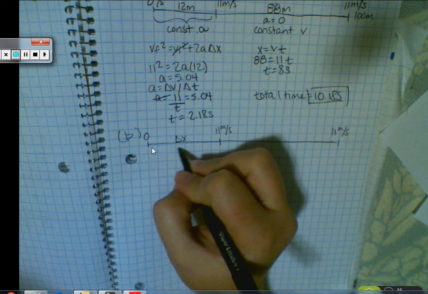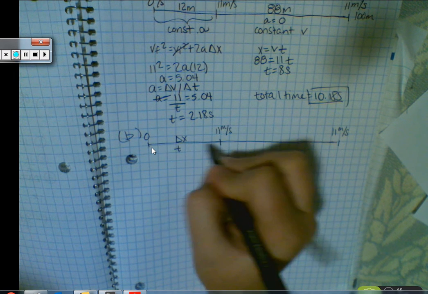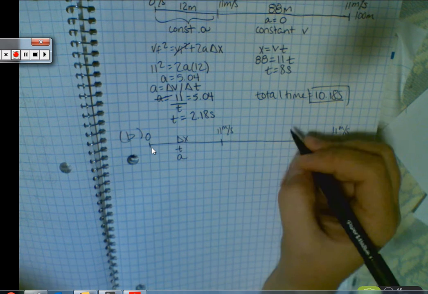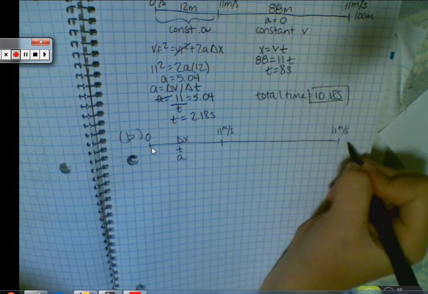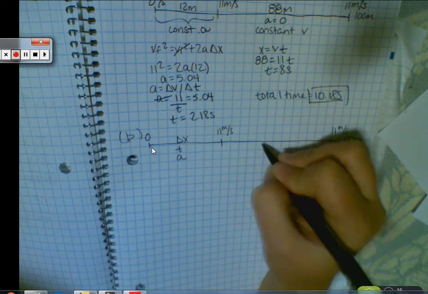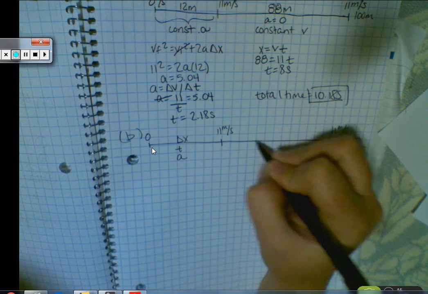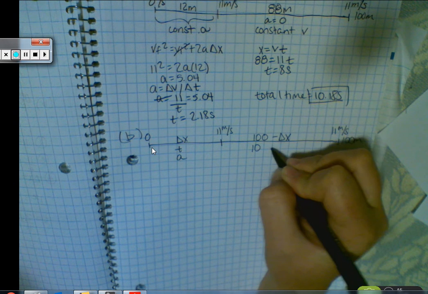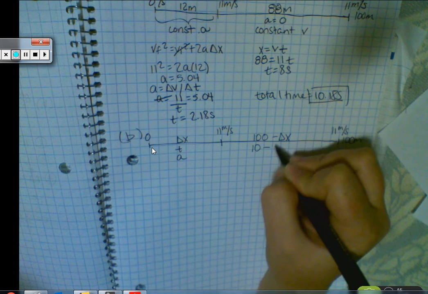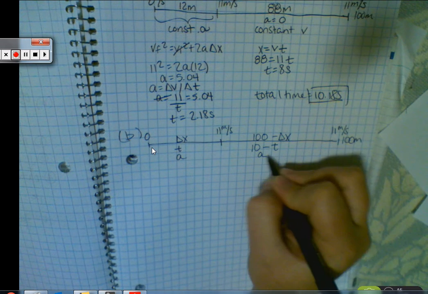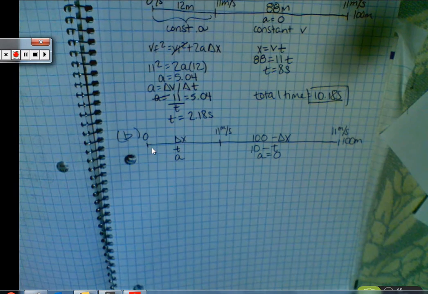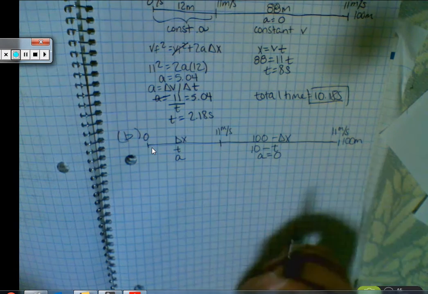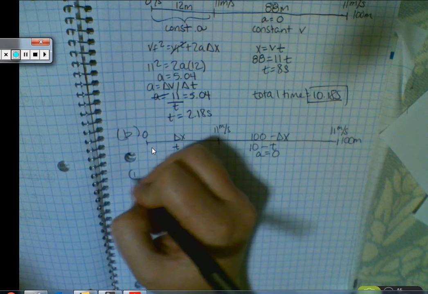So it's going to take him some time to accelerate through this distance to 11 meters per second. And then if the total distance is still 100, because it's a 100-meter dash, then for this chunk, this would be 100 minus delta x. And for this chunk, since the total time is 10, we would do 10 minus t. And here, acceleration, of course, is going to be 0. So there's a crap ton of unknowns here. But with Algebra 1, we can do it.